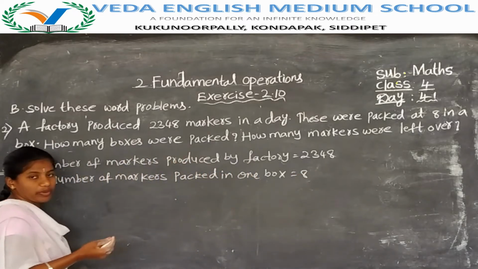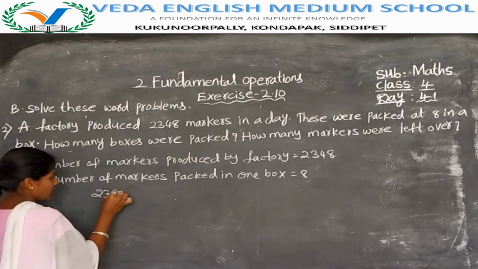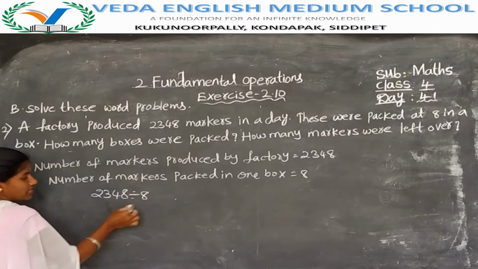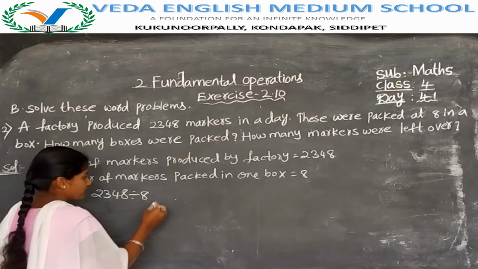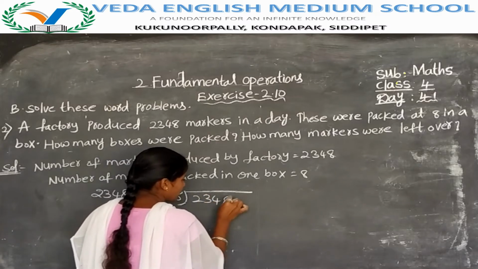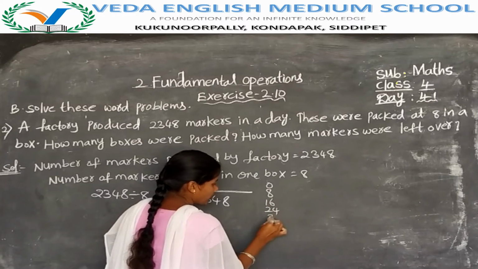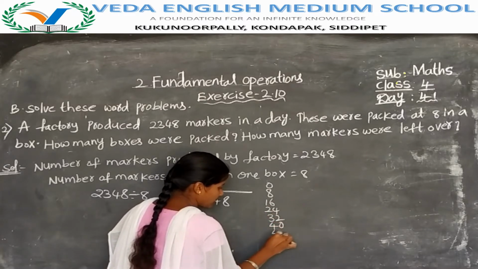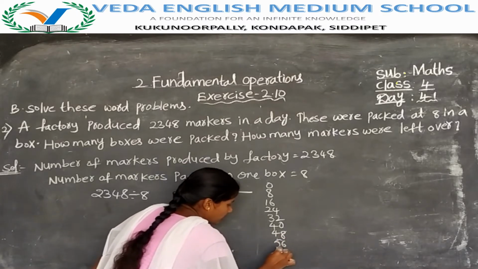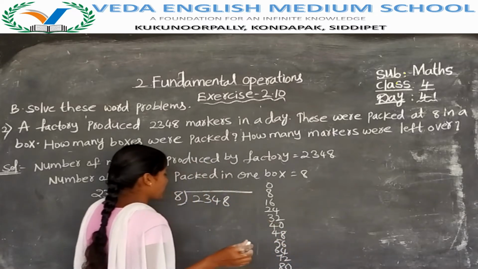Now to find how many boxes were packed, we have to divide 2348 by 8. Here the divisor is 8, so we need to write the 8 table. 8 zeros are 0, 8 ones are 8, 8 twos are 16, 8 threes are 24, 8 fours are 32, 8 fives are 40, 8 sixes are 48, 8 sevens are 56, 8 eights are 64, 8 nines are 72, 8 tens are 80. Now the 8 table has completed.